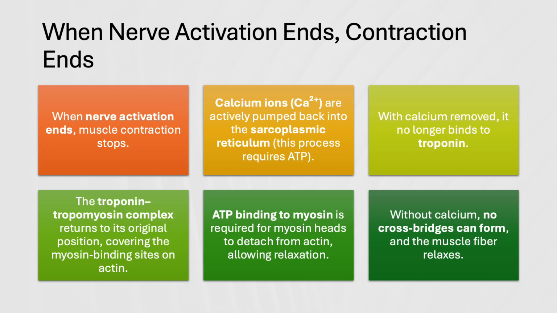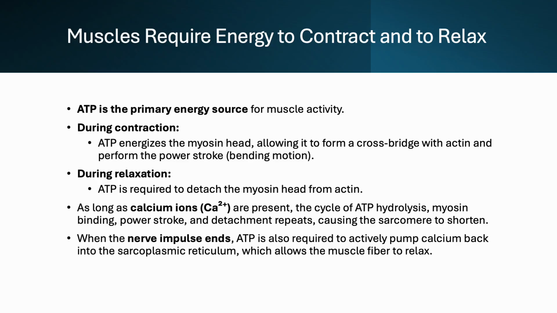Finally, what stops the contraction from occurring? When the nerve signal ceases, calcium is actively pumped back into the sarcoplasmic reticulum. This requires ATP because calcium is moving against the concentration gradient. Once calcium is removed, it is no longer binding to troponin, and the troponin-tropomyosin complex shifts back to block the actin binding sites. Without available sites, myosin can't form cross bridges, so the muscle relaxes. This reset is just as important as the contraction itself. Without relaxation, muscles would lock up and normal movement would be impossible.